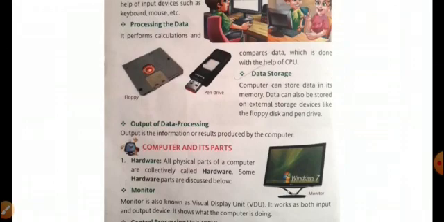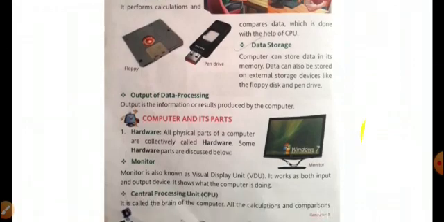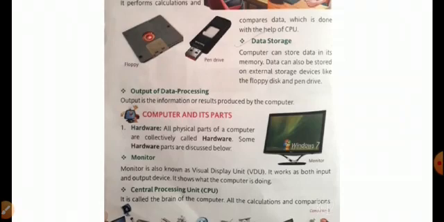Next, store data or data storage. A computer can store data in its memory. Data can be stored on external storage devices like the floppy disk and pen drive. So, the data is stored within the computer in the internal memory. If the memory is short, then the data is stored in external storage, for example, floppy and the pen drive as shown in the figure also.